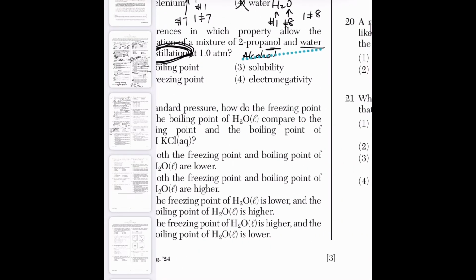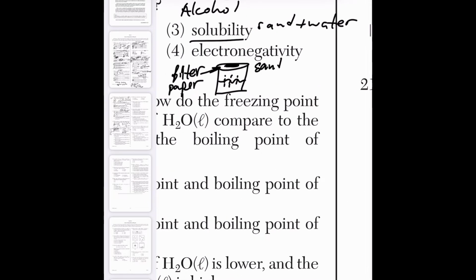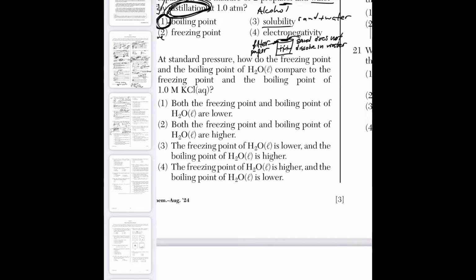If it were separating by solubility, it'd be something like sand and water. You could have a sample of sand and water that you pour onto filter paper, and then the water drips through. And there's a residue of sand on top of the filter paper because sand does not dissolve in water. So it would be the little residue on top.